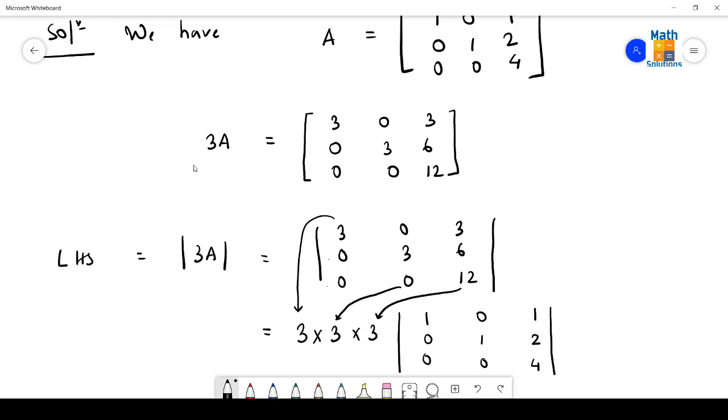Will this be the determinant A? Yes, we are getting value of the determinant A here. So 3 into 3 into 3, the result is 27 and determinant of A. So this is the right hand side, hence shown. So that is how we can solve this kind of sum.